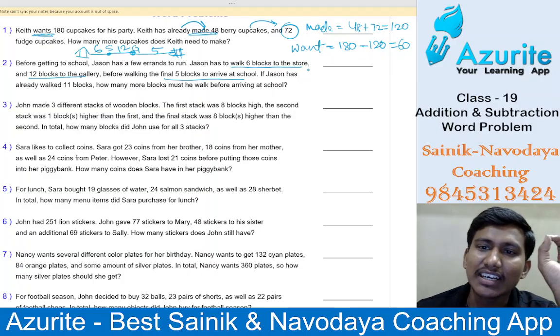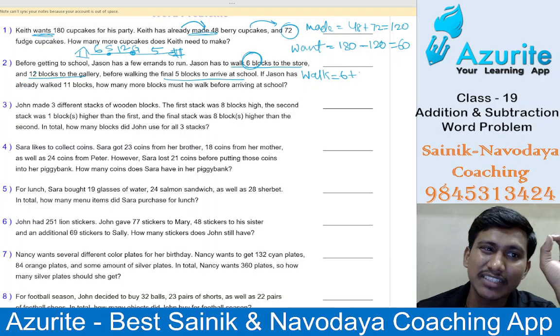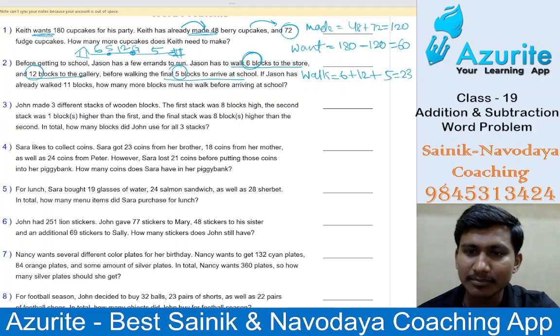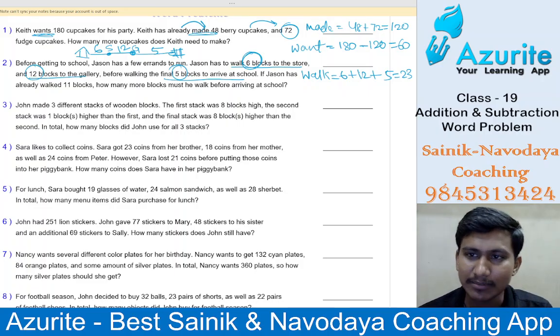So total walk is how much? That is 6 plus, first 6 here and after that 12, and then after that 5. Total how much? 23 he has to complete. Isn't it? Yes, he has to complete a total of 23.